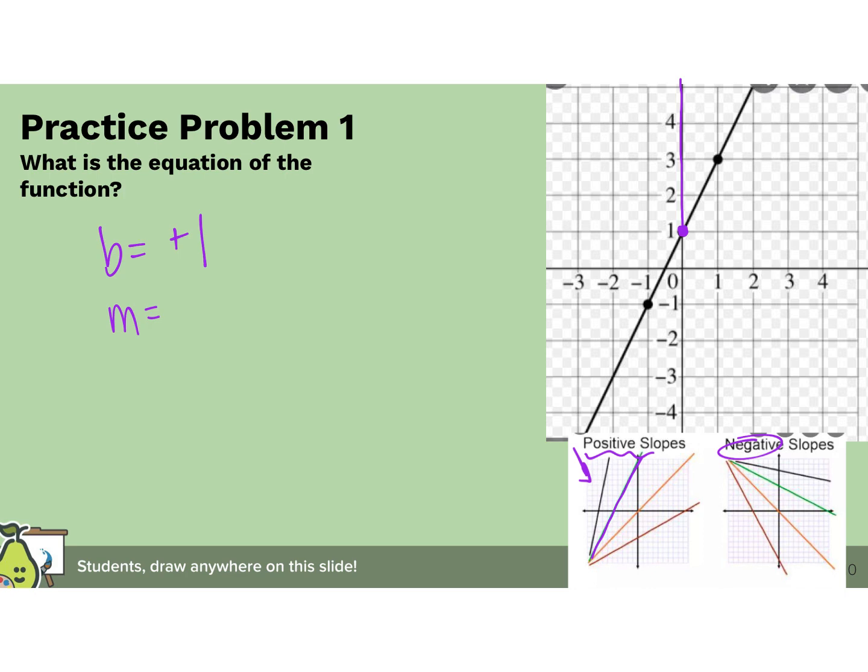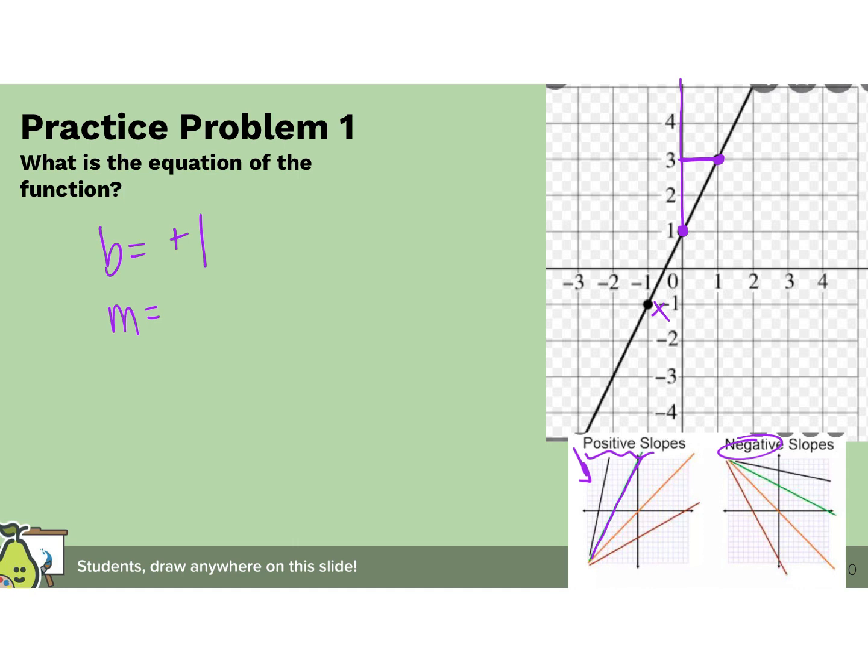Now, for my slope, I need to go to the next point. They gave me the points, which is great. Move to the right. That way you're going in the correct direction. Lines move left to right. So I wouldn't use this point down here because it's to the left.